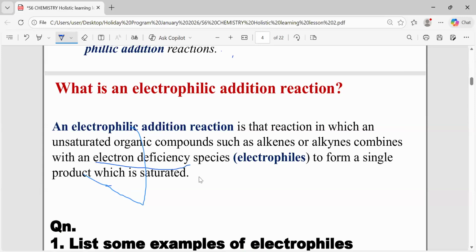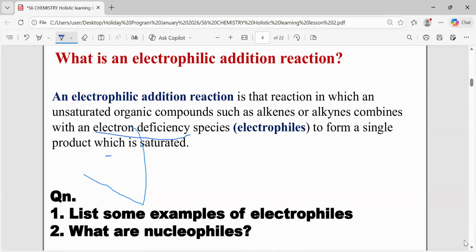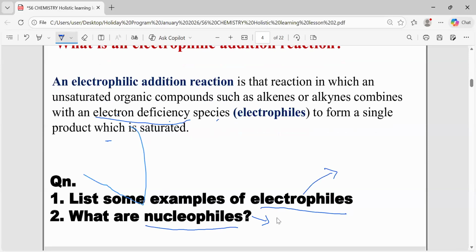Thank you very much. Now, let us look at the list. They are saying, can you list some examples of electrophiles and examples of nucleophiles, and also understand what nucleophiles are. From this definition, we have seen that an electrophile can be an electron deficient species. What is a nucleophile? Do you have a hint on what a nucleophile is? Yes?